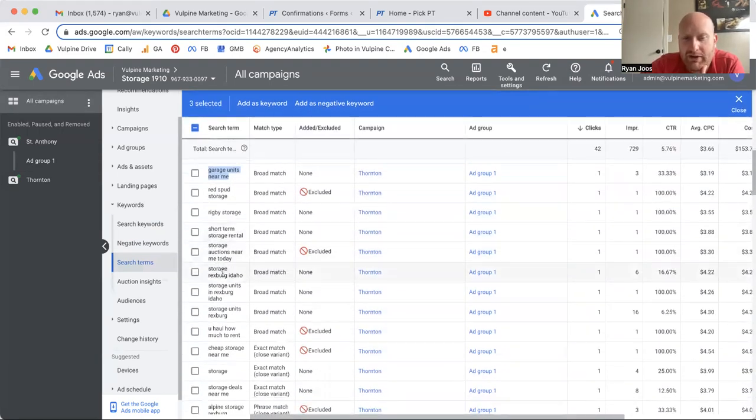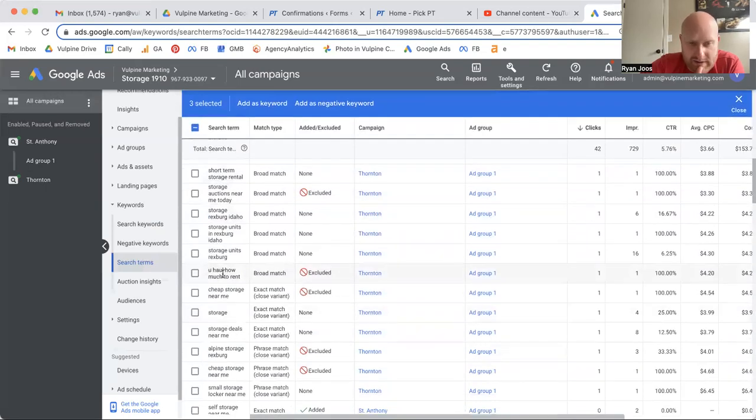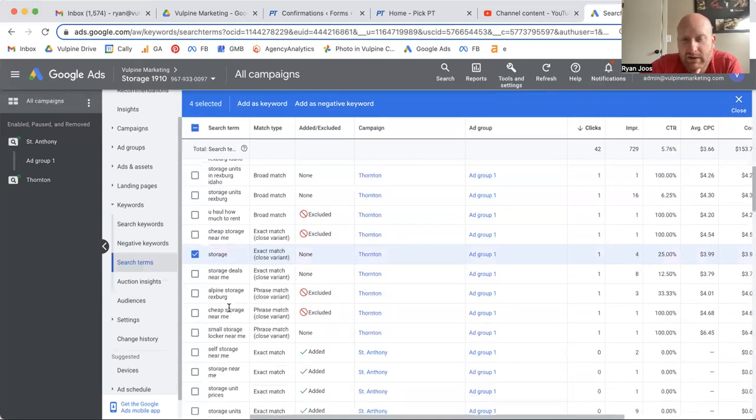Storage auctions, you can see I pulled that one out there. Storage Rexburg, everything's looking pretty good. U-Haul, not good, right? Not looking for U-Hauls. So pulled that one out of there. Just storage. I don't love just storage, so I'm going to pull that one out. Storage deals. I really just don't even know what in the world that might be looking for.